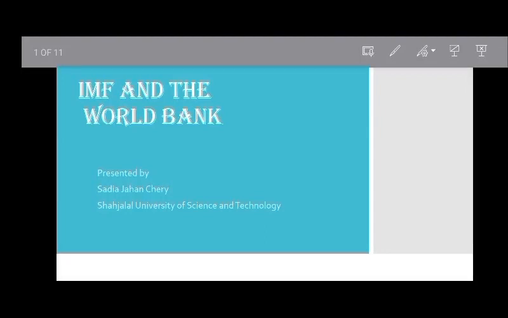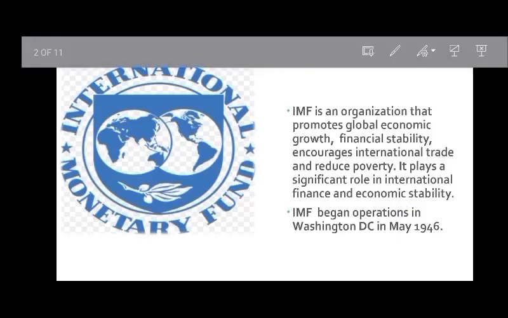Today I will discuss IMF and the World Bank. So the first slide, what is IMF? IMF, or International Monetary Fund, is an organization that promotes global economic growth, financial stability, encourages international trade and reduces poverty. It plays a significant role in international finance and economic stability. IMF began its operation in Washington DC in May 1946 after the Second World War.